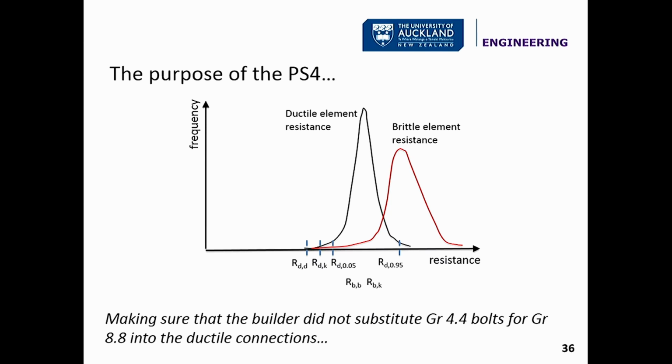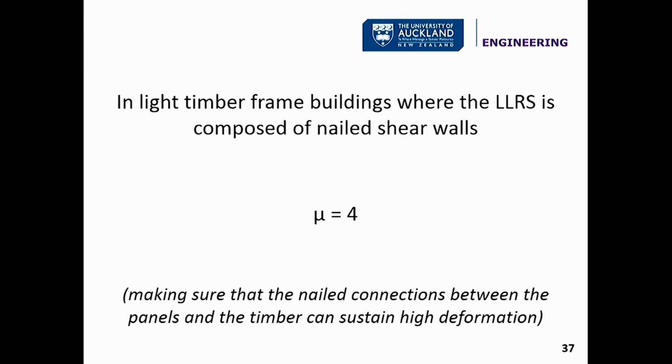So the purpose of your PS4, when you go to the site, is to make sure that your builder did not substitute a grade 4.4 for a grade 8.8 bolt in your ductile connections. Because that's going to shift the resistance of your ductile element. The bolt will not change the brittle resistance of your ductile connection, but it will change, according to the EYM, the resistance of your ductile failure mode. So it's very important that the builder doesn't substitute, because he's going to think that grade 8.8 is better than grade 4.4, but it's not good for your ductile connection.